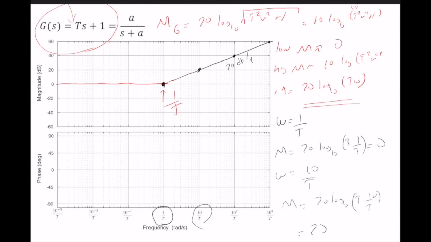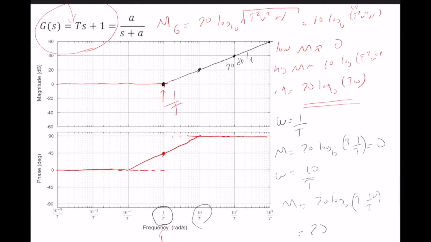Okay, so let's look at the phase. If we look at the phase, we will do the same thing. If you do the computations and approximation, you will see that it will start at 0. It will end at 90. And if you compute the phase at the corner frequency of the magnitude, you will see that it will have 45 degrees. If you do this for 10 times t and 1 over t, this will be your approximation.